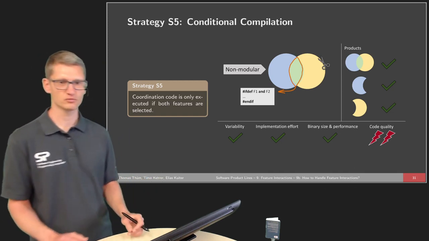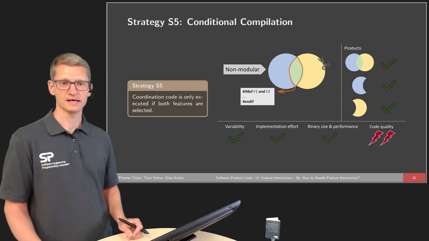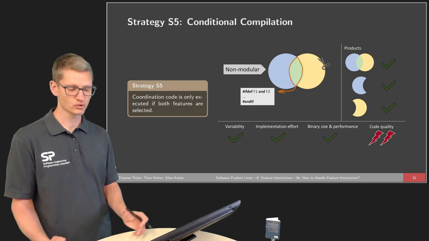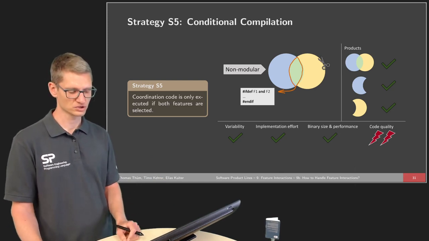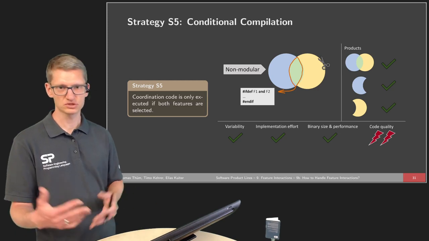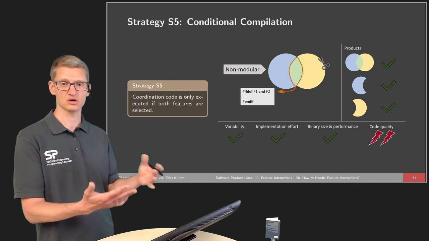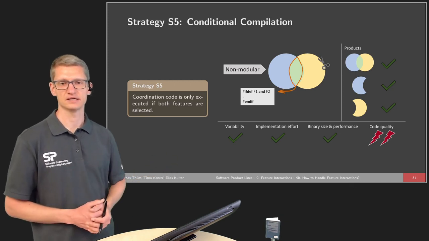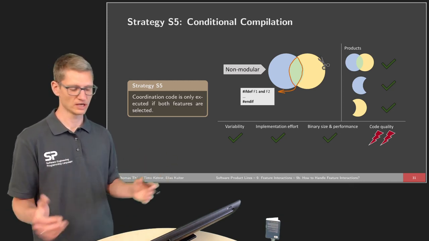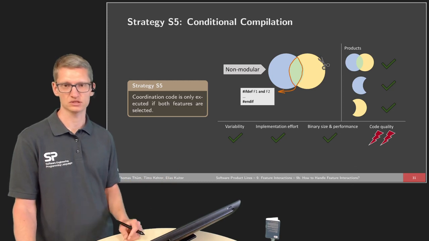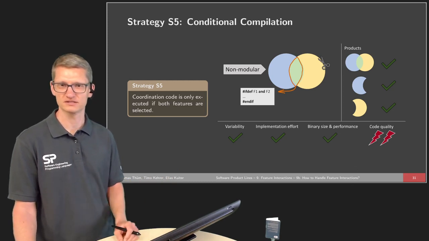However, we do have a problem with code quality here. The problem is that these programs are hard to read with conditional compilation. We have a mixture of these two languages, the language of the preprocessor, of the conditional compilation, and the host language. And we have all the disadvantages that come with conditional compilation and that have been discussed in lecture 6.